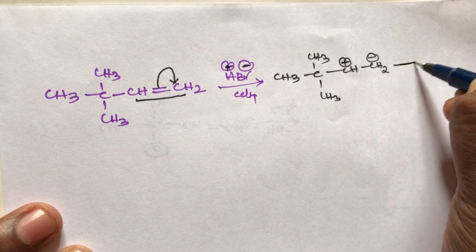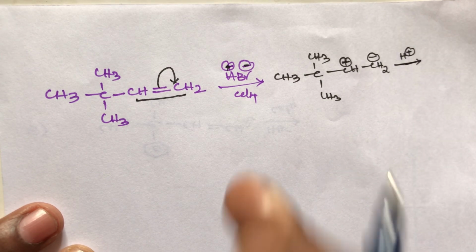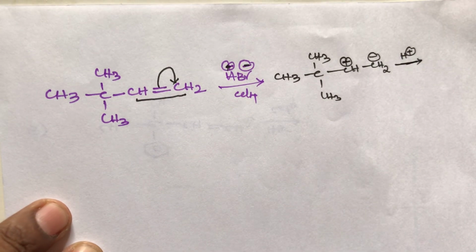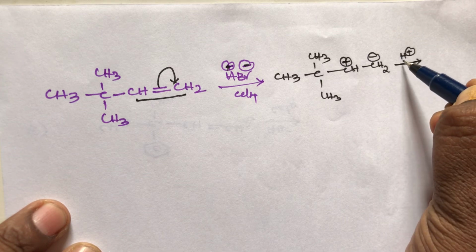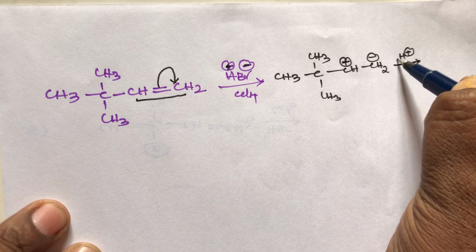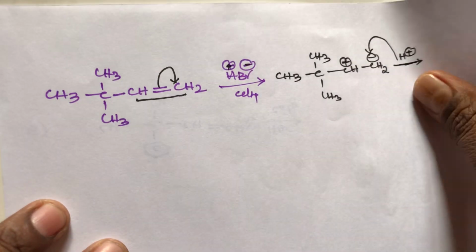Next step, student, the electrophile will act. This is an electrophilic addition reaction, so the first attacker is the electrophile. You remember, students, in electrophilic addition reaction the first attacker is always the electrophile. What is the electrophile? That is the positive species, H plus. This H plus will always attack the negative charge side.